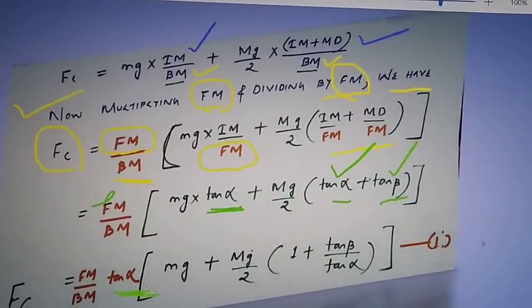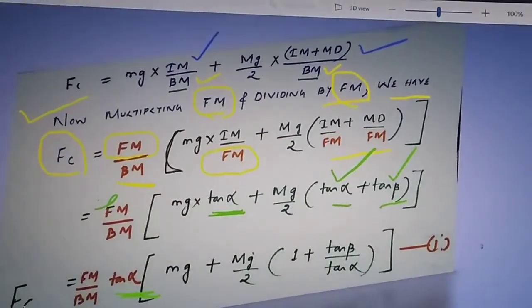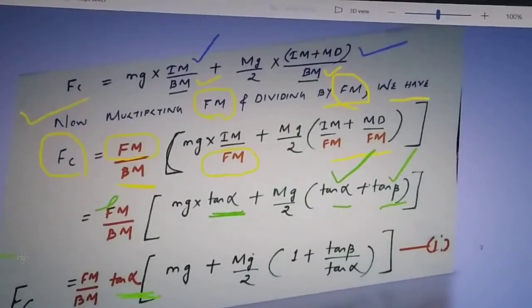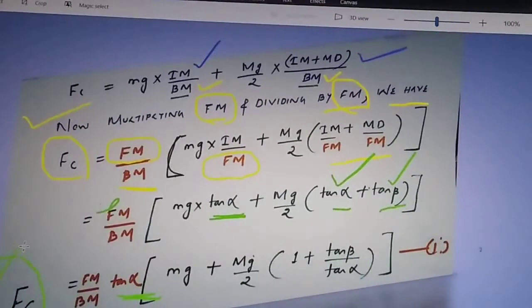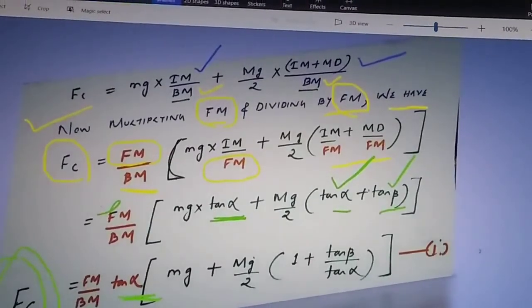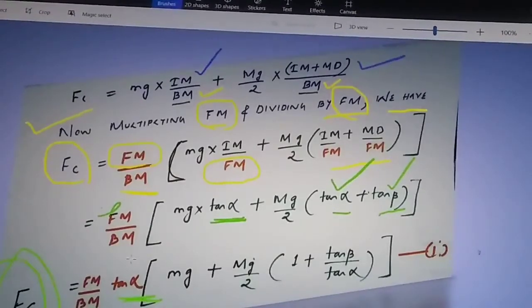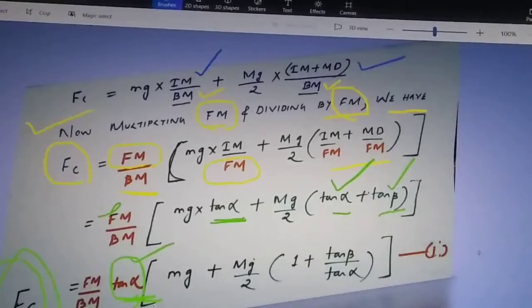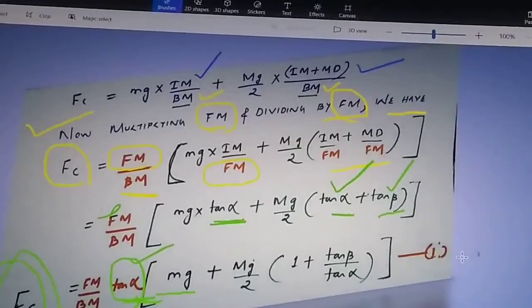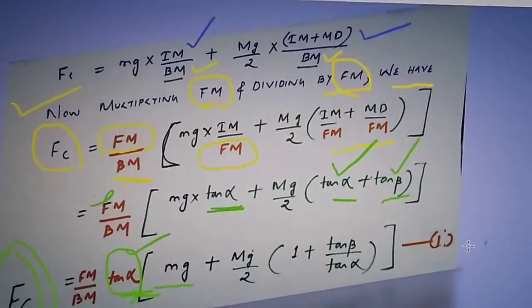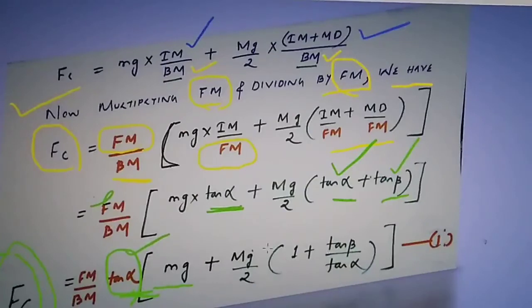You can see here FC is equal to, this one is the FC value. This is not visible, this is FC. So FC is equal to FM divided by BM into tan alpha, we have taken common. So inside the bracket MG plus capital MG by 2 into 1 plus tan beta by tan alpha. This is equation number 1, and this is the most important expression. In the LHS side, this one is FC.